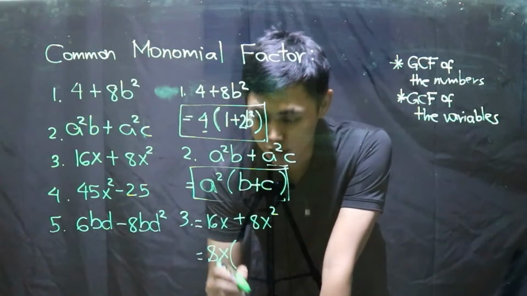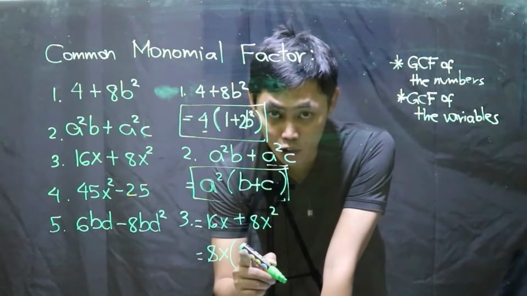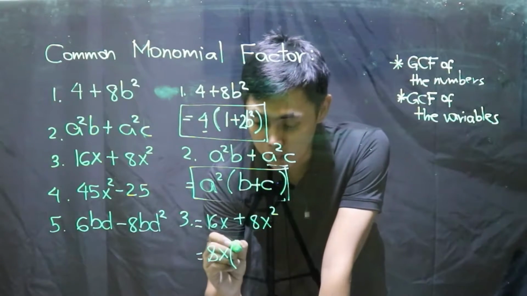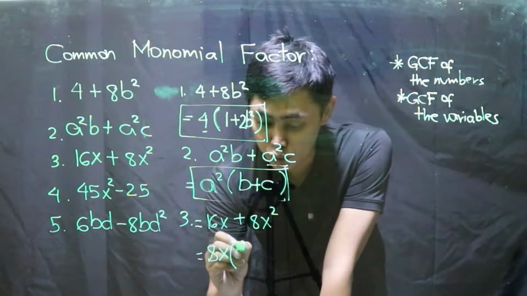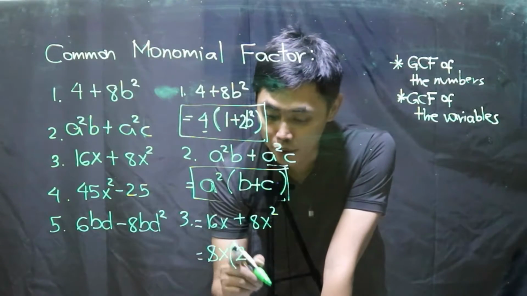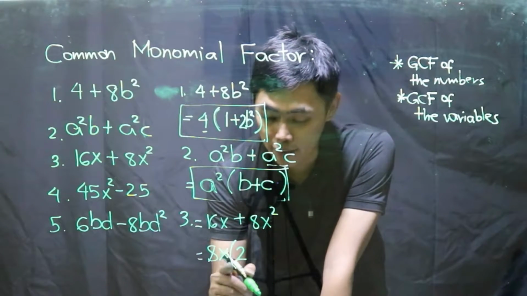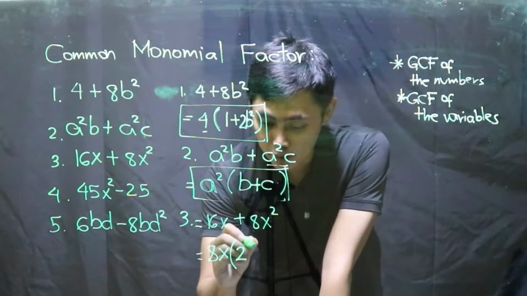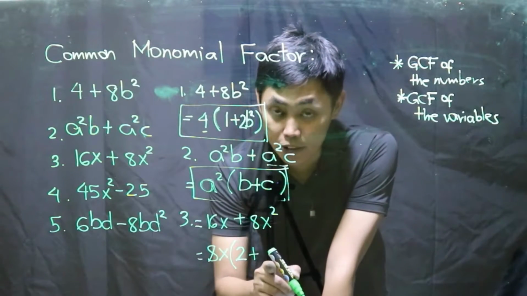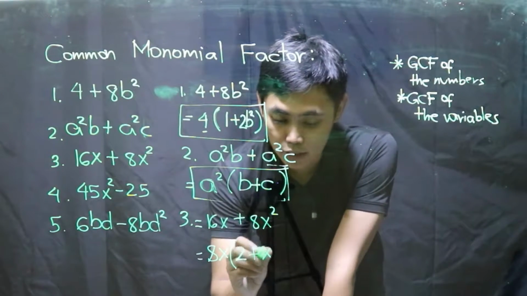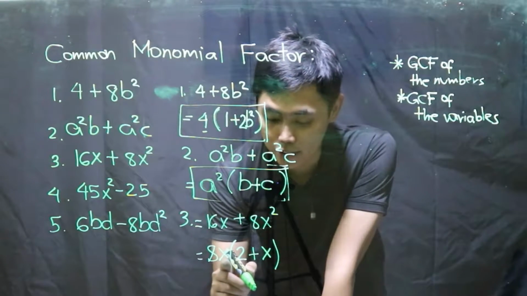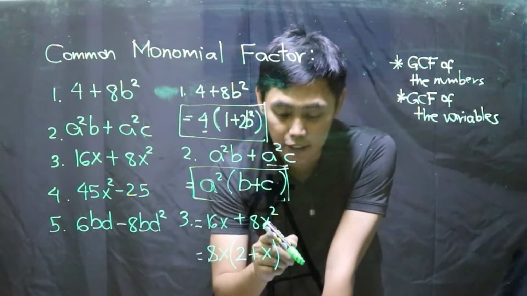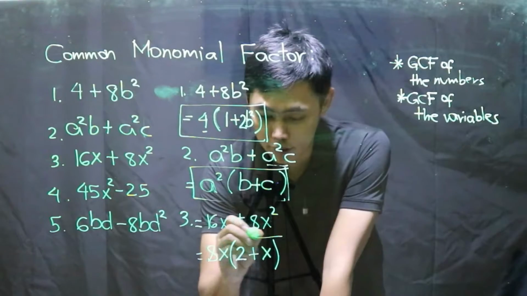Open parenthesis. Pila mabilin sa sulod? Ang mabilin sa sulod is 2, kay 2 times 8x is 16x. Plus, pila mabilin sa sulod? X. Why? Because 8x times x is 8x squared. So this is our answer.